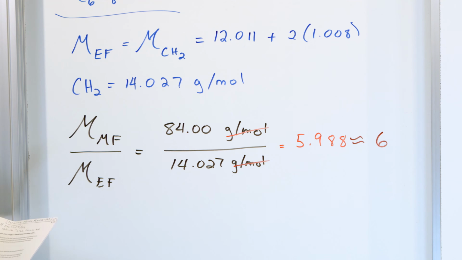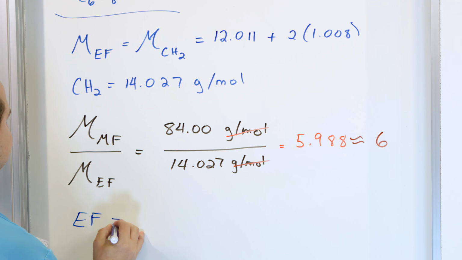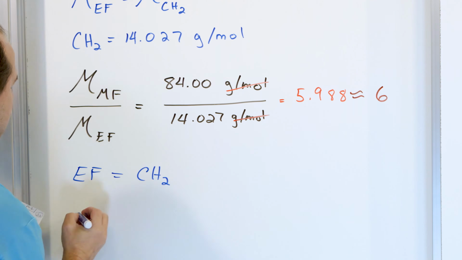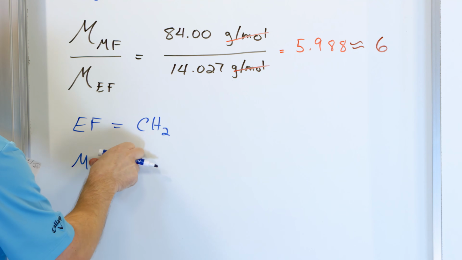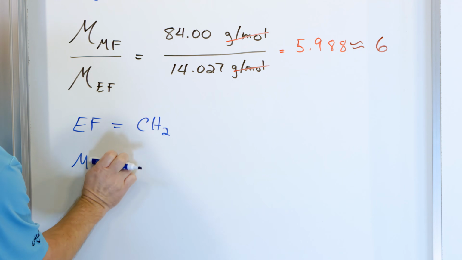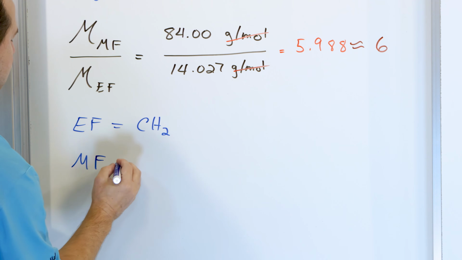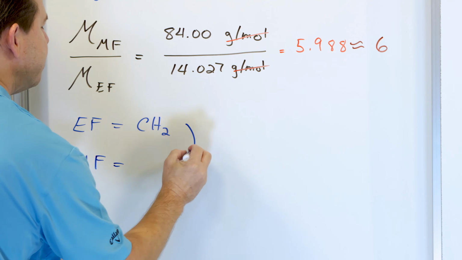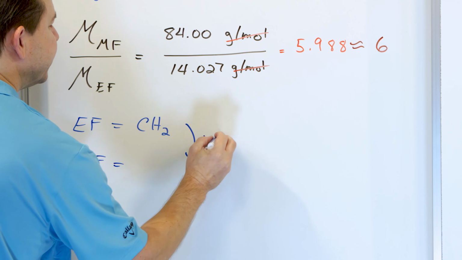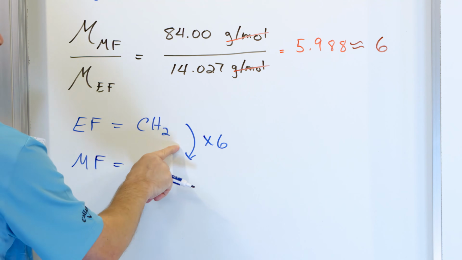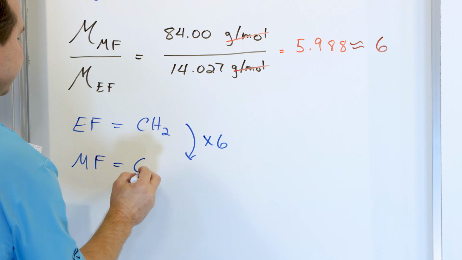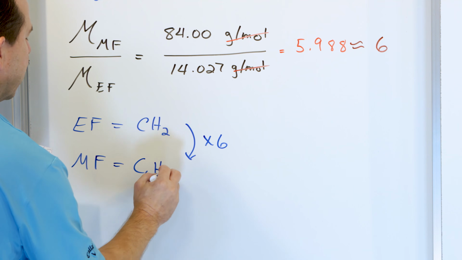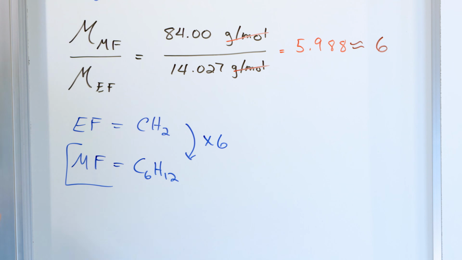So what does this mean? This means that the empirical formula is equal to CH2. So the molecular formula must be taking this and multiplying it by 6, right? So CH2 times 6, but that means I have to multiply all the carbons times 6 and all the hydrogens times 6, so C6H12. So the molecular formula is C6H12.